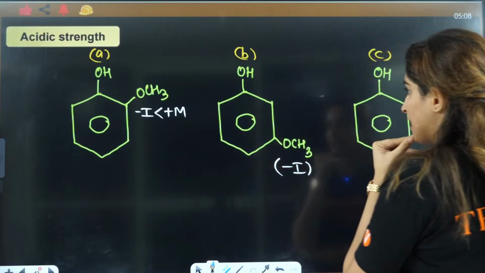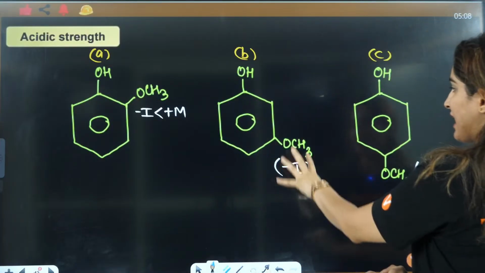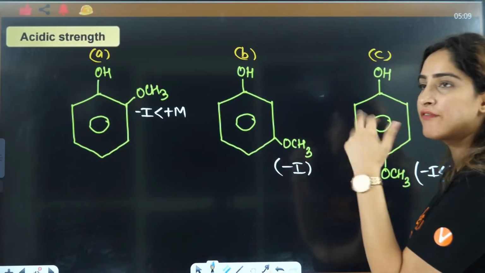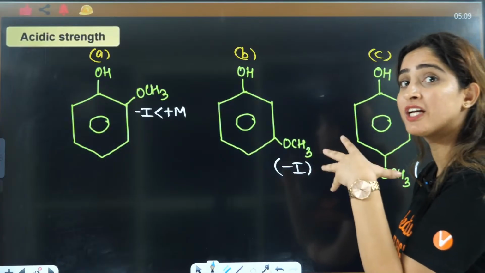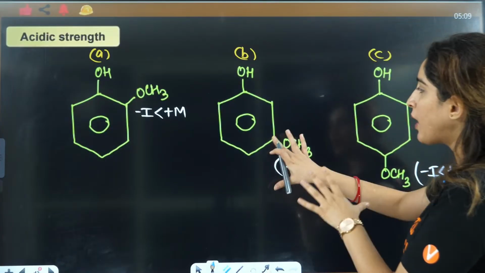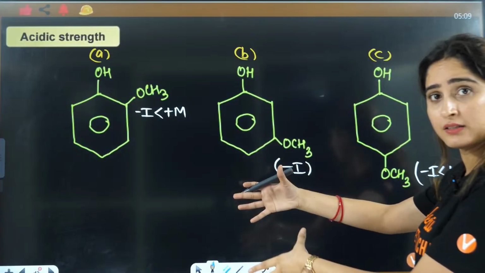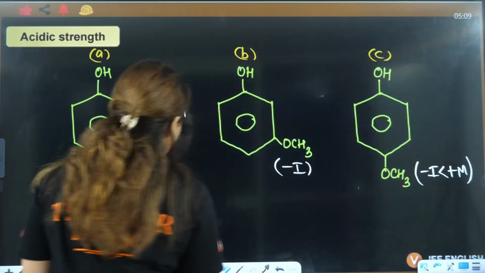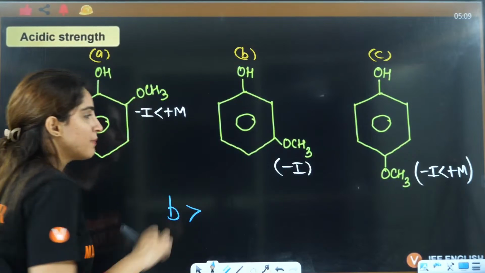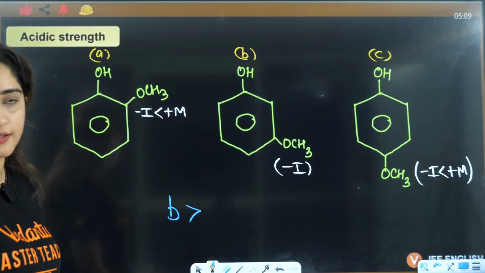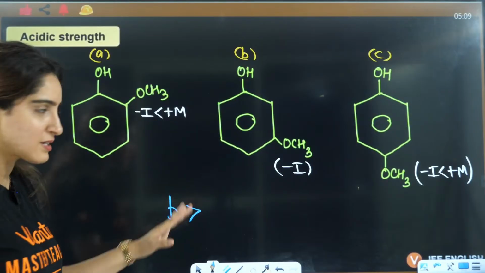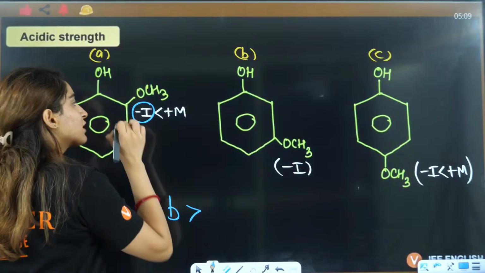Because here you don't have any plus M, right? That means no one is giving the electron. If there is electron donation, it will make it unstable. Here you have no effect which is donating the electron, so this will become maximum acidic because no donation is there. In this and this case, donation is there to the same extent, so the differentiating factor will be minus I.